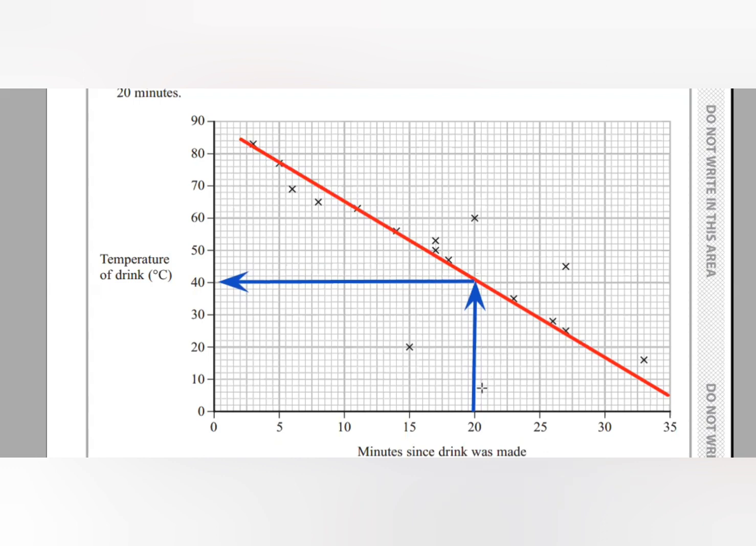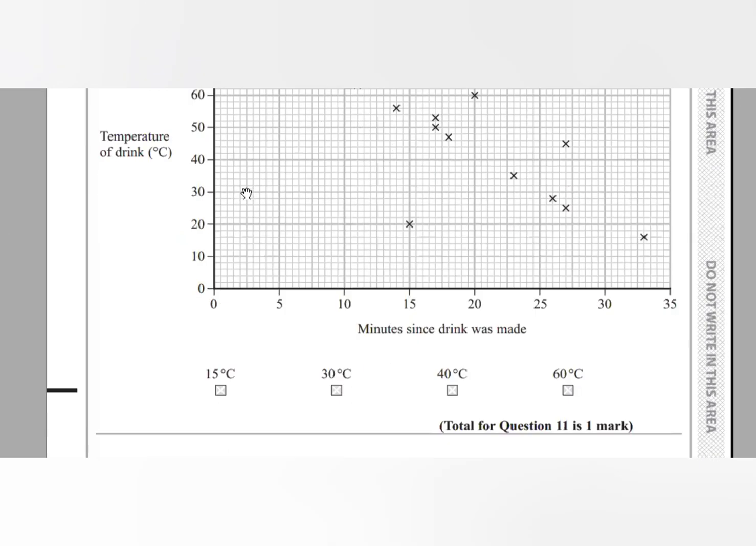And this is how you answer a question like this. First, you have to put the line of best fit. Don't care about the other points. We call these points extreme data or outliers, okay? And then you follow the 20 minutes line until the best fit line stops you, and then you go back to the temperature to check your answer. So the answer for this question is 40 degrees Celsius, which is this answer here, okay? Now, let's move on to the next question.